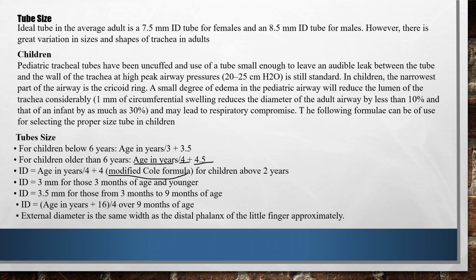And for a neonate 3 months of age or younger, the tube size is 3 millimeter. For those 3 to 9 months of age, a 3.5 millimeter internal diameter tube is used. And for children over 9 months of age, the internal diameter is calculated by age in years plus 16, divided by 4. This is how the tube sizes are calculated.